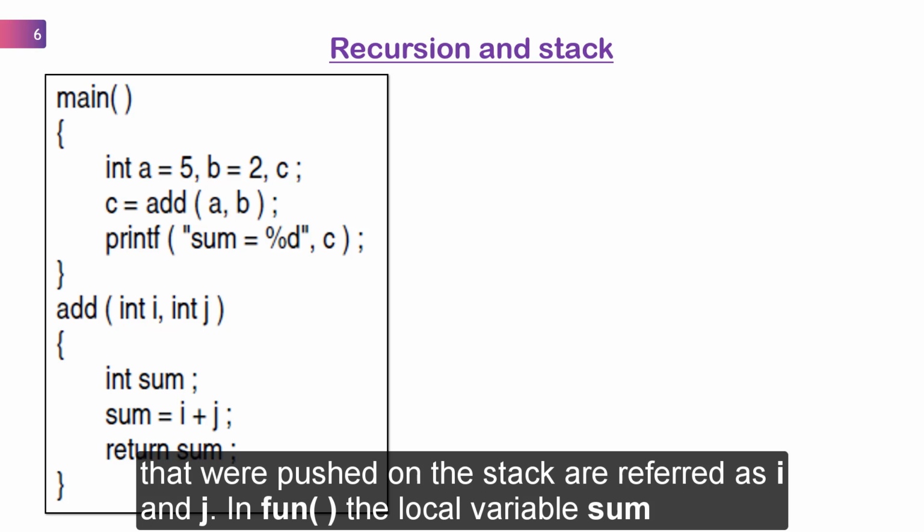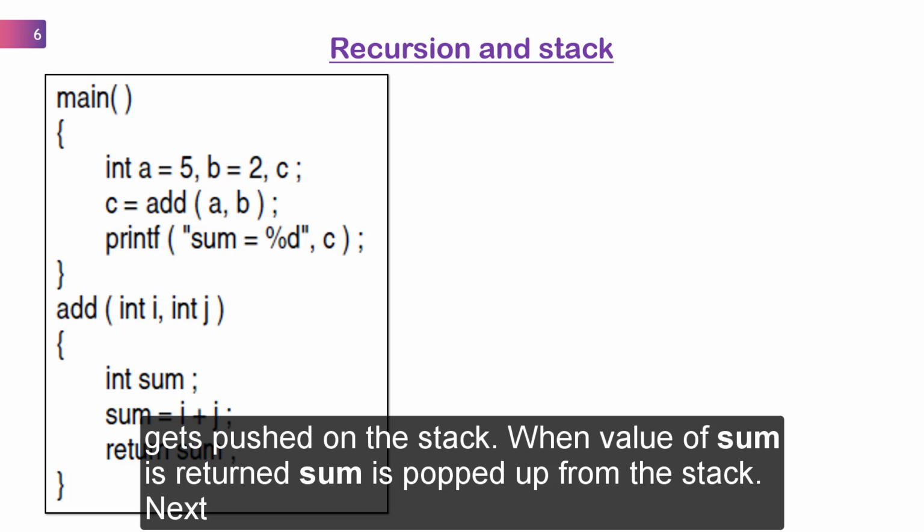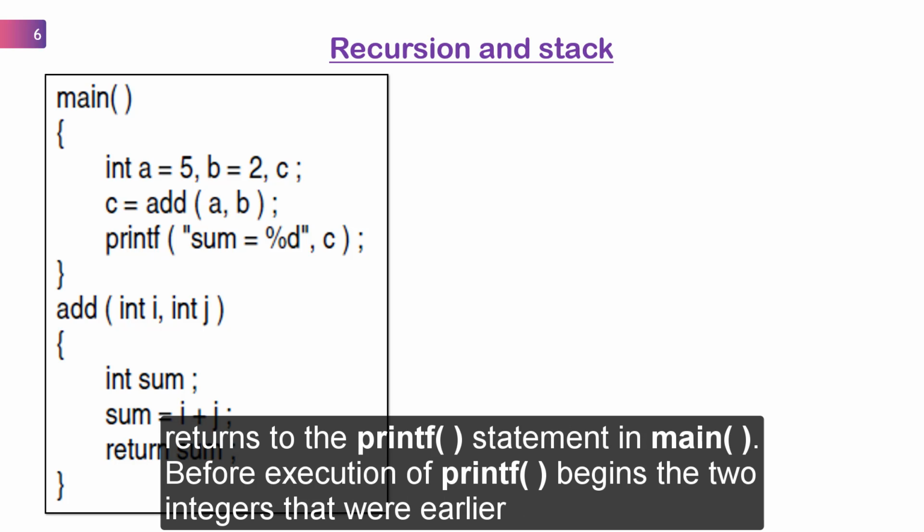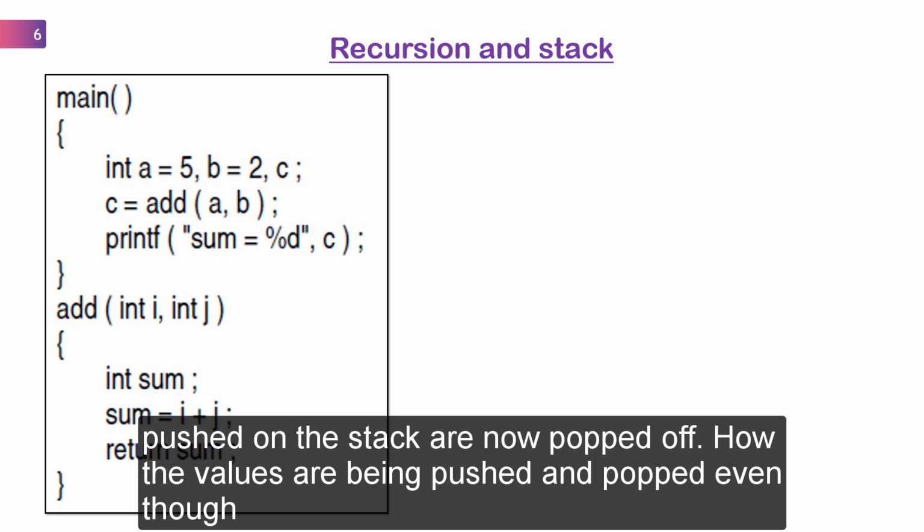In fun, the local variable sum gets pushed onto the stack. When the value of sum is returned, sum is popped from the stack. Next, the address of the statement where the control should be returned is popped from the stack. Using this address, the control returns to the printf statement in main. Before execution of printf begins, the 2 integers that were earlier pushed on the stack are now popped off.